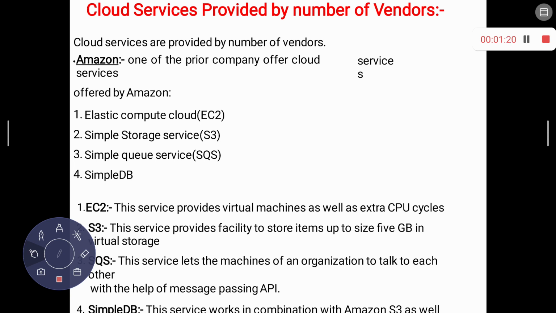Basically EC2, this service that we have discussed. Just note down these points only.